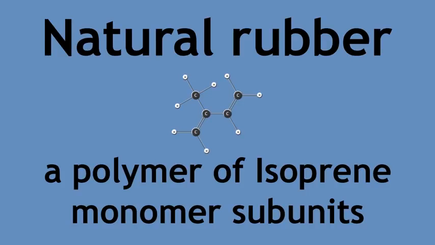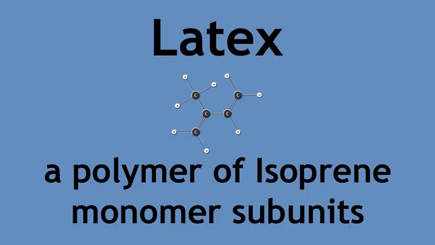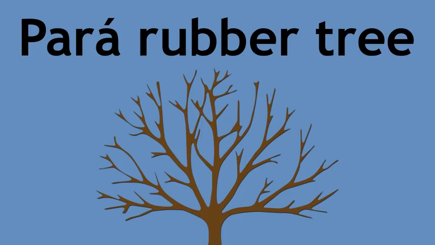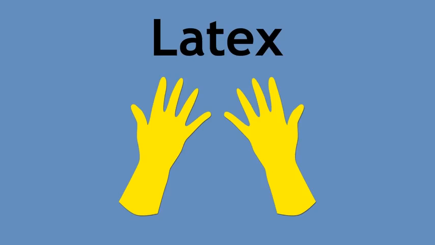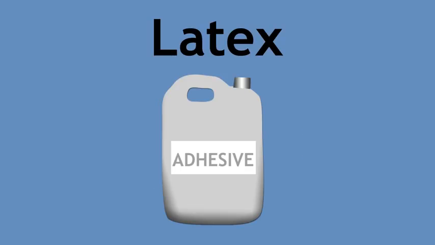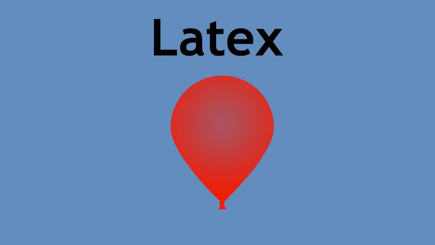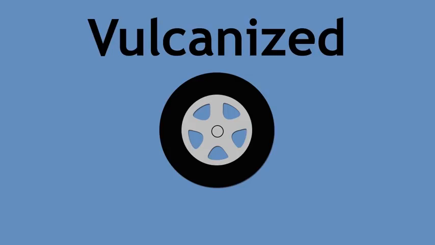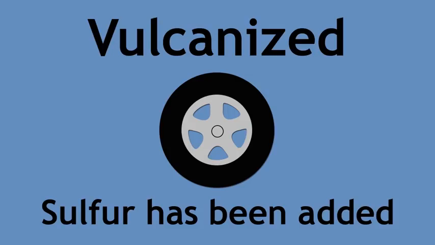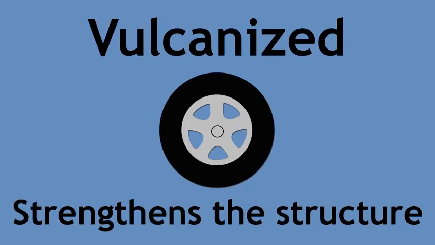Natural rubber is also a polymer of isoprene monomer subunits. This is found in latex, which is a white milky substance that is tapped from para-rubber trees. This can be used to make latex gloves, erasers, elastic bands, adhesive, and balloons, as well as many other useful everyday materials. The rubber in car tires is vulcanized rubber, meaning that sulfur has been added to introduce cross-linking between the polymers, which strengthens the structure.